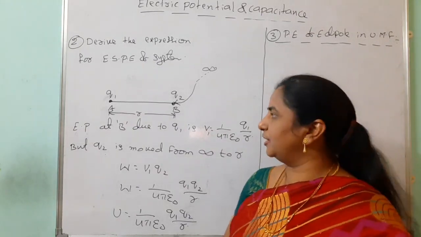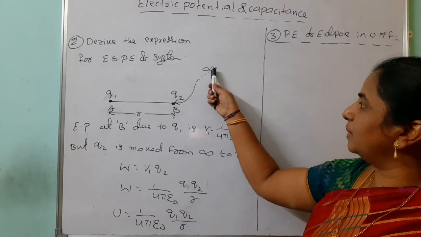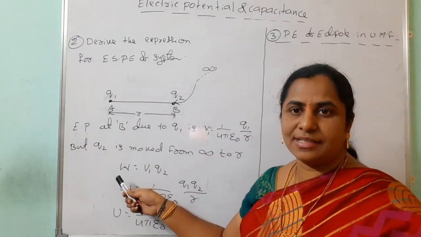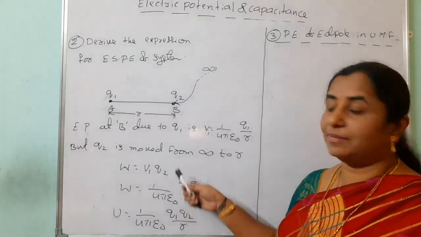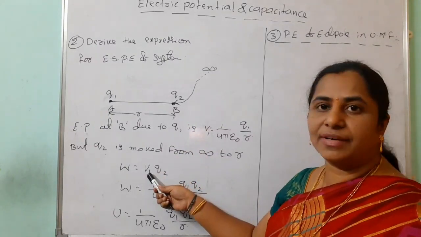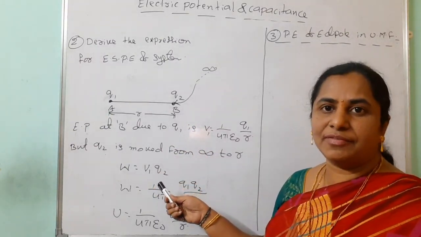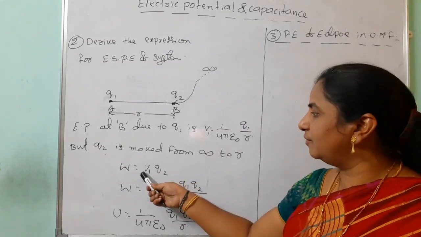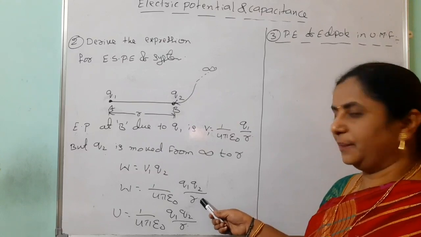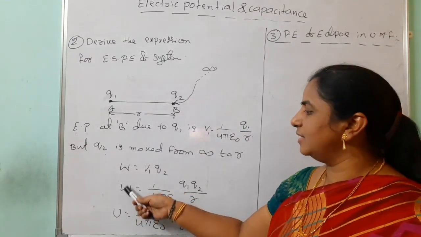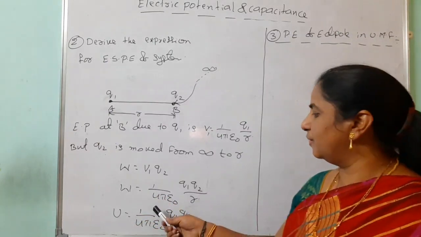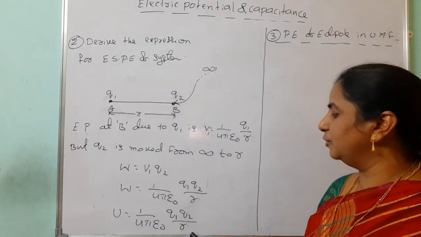Then come to our charge 2. This q2 is being brought from infinity to here. How much work is required? The work done formula is potential into charge. But already you know how much potential is there at point B, V1. How much charge are you bringing from infinity to here? q2. So instead of V1 we are writing 1 by 4 pi epsilon naught q1 q2 by r. But this work is stored as potential energy. So instead of W we are writing U equals 1 by 4 pi epsilon naught q1 q2 by r.